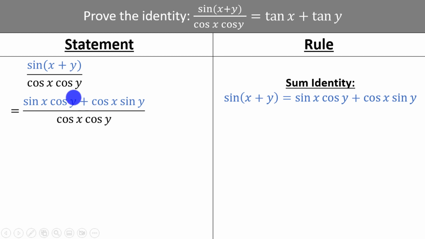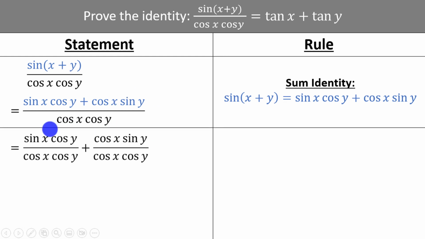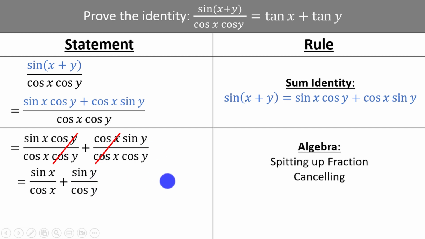At this stage, we can split this into two separate fractions. We have two terms that are added in the numerator over one denominator. We will have sine of x times cosine of y divided by cosine of x times cosine of y plus cosine of x times sine of y divided by cosine of x times cosine of y. Cosine of y will cancel in the first term, and cosine of x will cancel in the second term. We will be left with sine of x divided by cosine of x plus sine of y divided by cosine of y. We justify these last few steps by splitting up the fraction and canceling, all related to algebra.